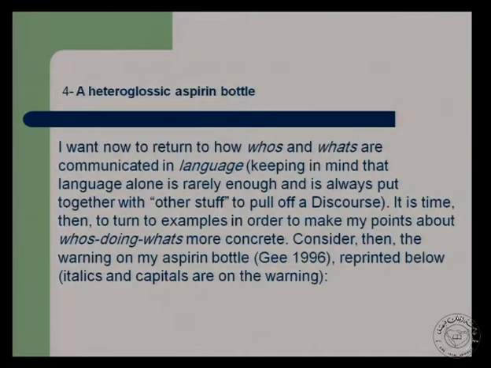I want now to return to how whos means who, more than one, and whats are communicated in language, keeping in mind that language alone is rarely enough and is always put together with other stuff to pull off a discourse. In other words, the language used is not enough. In order to understand the language, you have to consider other stuff. Other stuff means other factors.